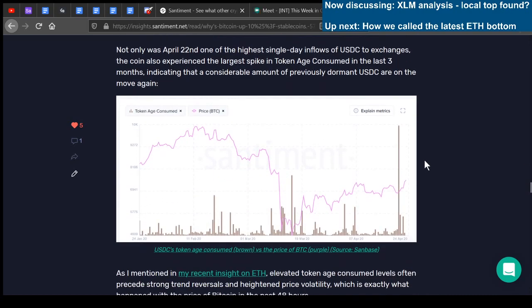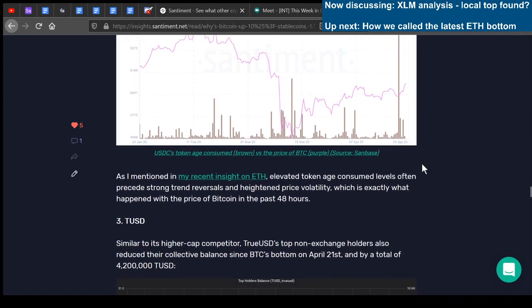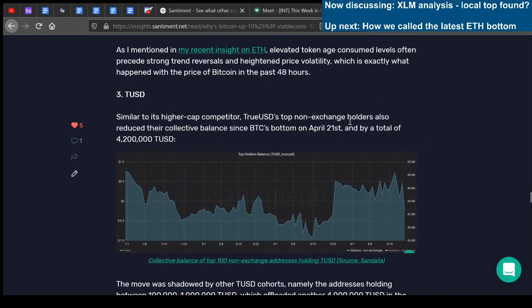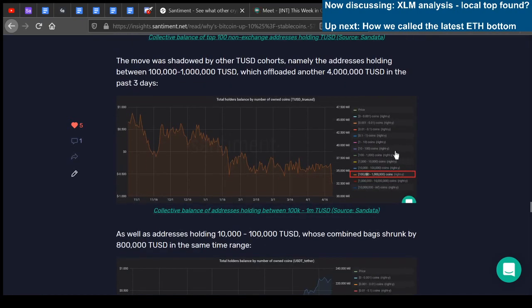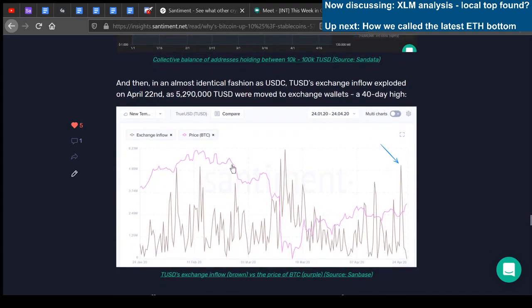I think mainly Bitcoin as far as USDC is concerned. I think USDC's biggest trading pairs are all tied to BTC. And then we're seeing the same pattern once again with TrueUSD. Whales starting to offload their coins. Those holding between 100,000 and 1 million Tether USDT starting to offload their coins, and at the same time, a huge inflow of TUSD to exchanges.